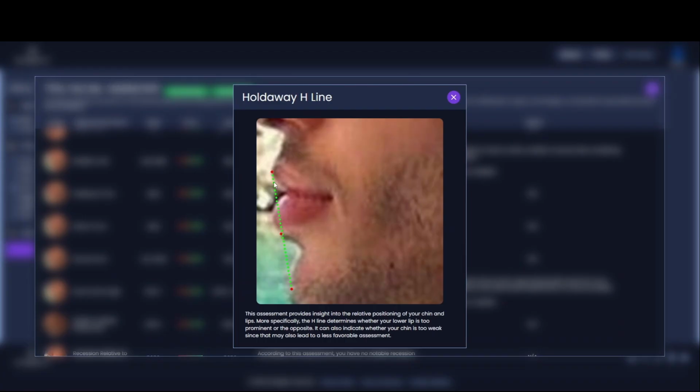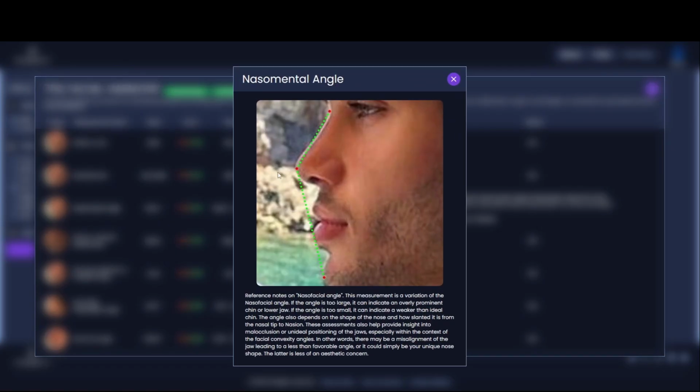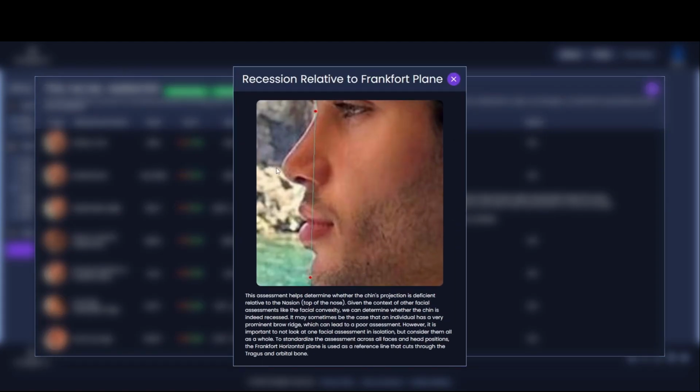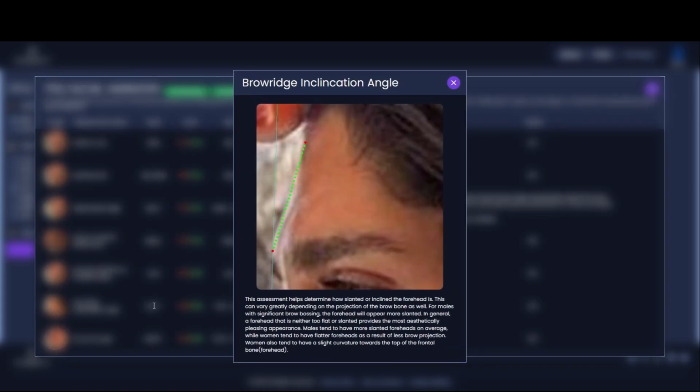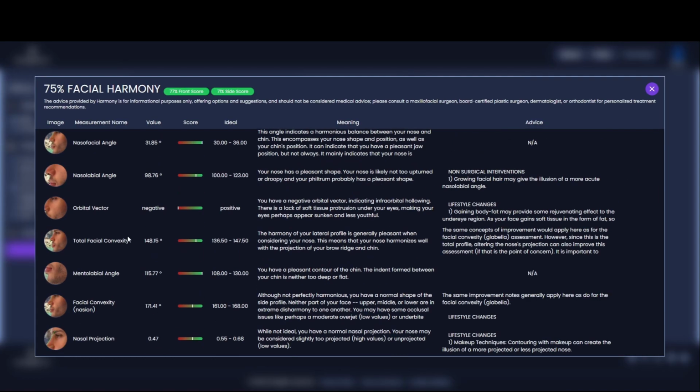In the H line, I would say this is ideal, or at least near ideal. His lower lip might be a little bit more protrusive, but not a big deal there. And this assessment is a variation of the nasofacial angle. So this one is a little bit higher than ideal, but still normal. So nothing too bad there. And yeah, overall, he doesn't really have many other issues. So in summary, his harmony is about 75%, and I think his main detractor is just his forehead. Everything else is pretty good.